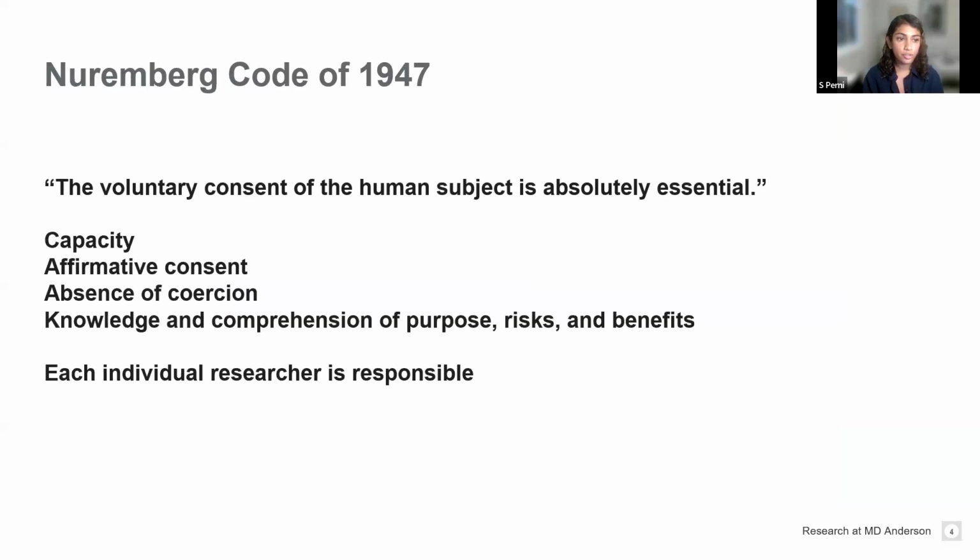So what are the features that matter? Those include that the patient has capacity to understand what's going on and that they give affirmative consent. So the Nuremberg Code emphasizes that it's an opt-in rather than an opt-out consent, as well as that there's no coercion and that there's full knowledge and comprehension of the purpose, risks, and benefits. And this code really highlights that it's not an institutional or national obligation. It's really that each individual researcher has a moral obligation to ensure that ethical standards are met.